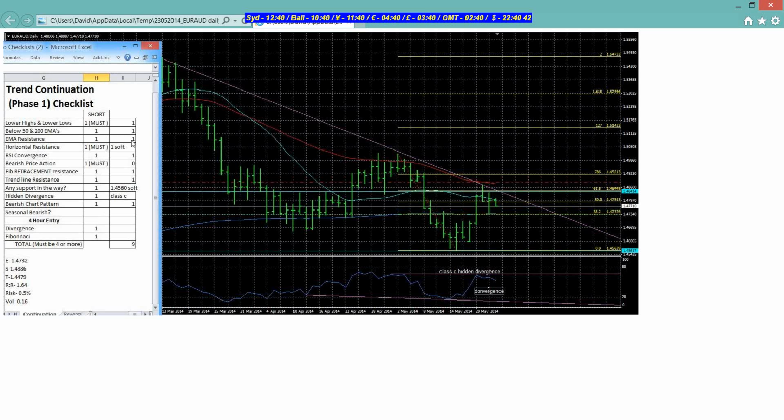EMA resistance, yes, you do have the 50. Horizontal, yes. RSI convergence, yes. Bearish price action, you will if you get triggered in. So give that a yes.